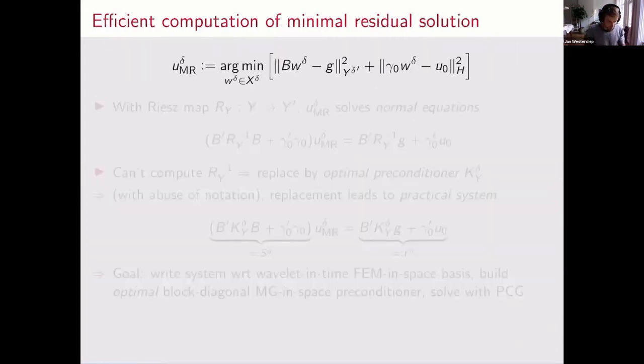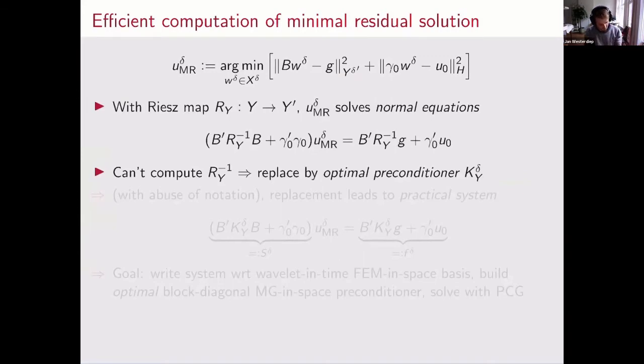But this minimization process, and especially this dual norm, is kind of difficult to construct. So how do we practically compute this thing? Well, you can see that this minimal residual solution solves some normal equations. But in here you have the inverse of a Riesz operator, and that thing we can't compute. So Johannes' solution here was to make a quasi-optimal test space.